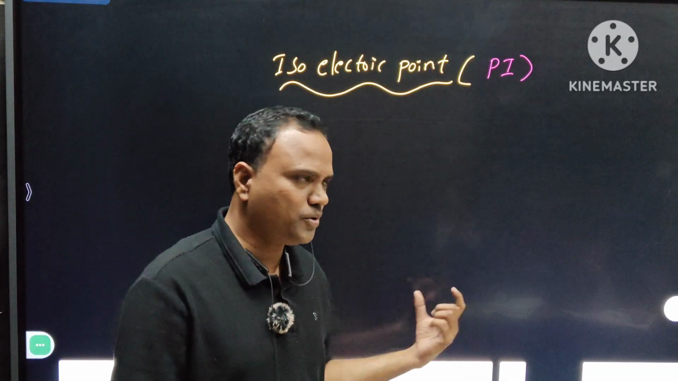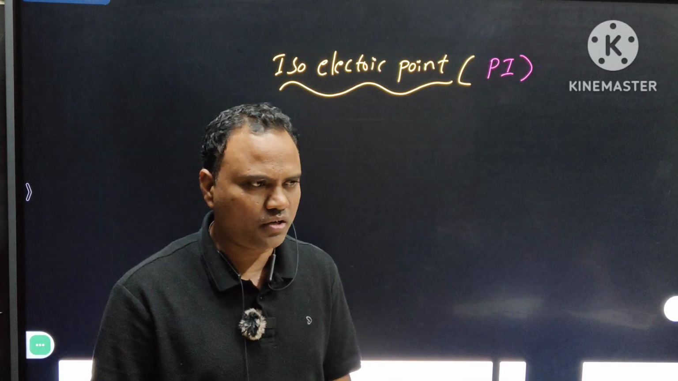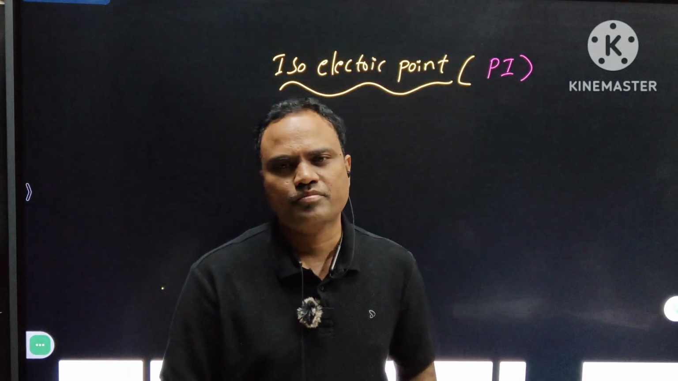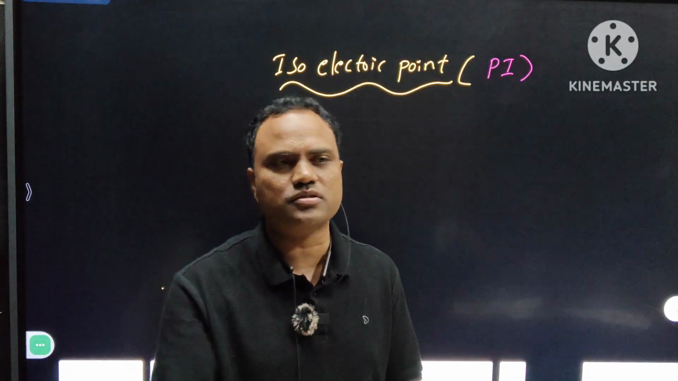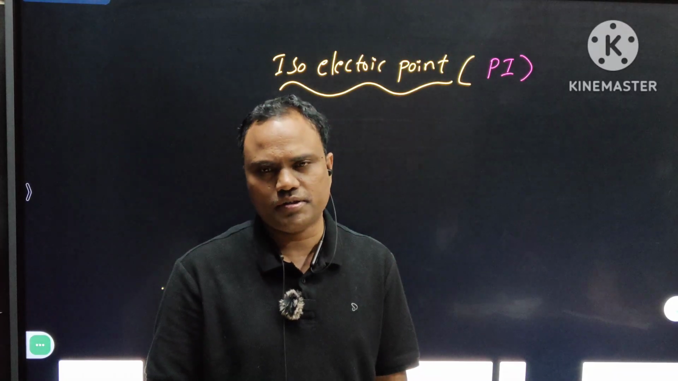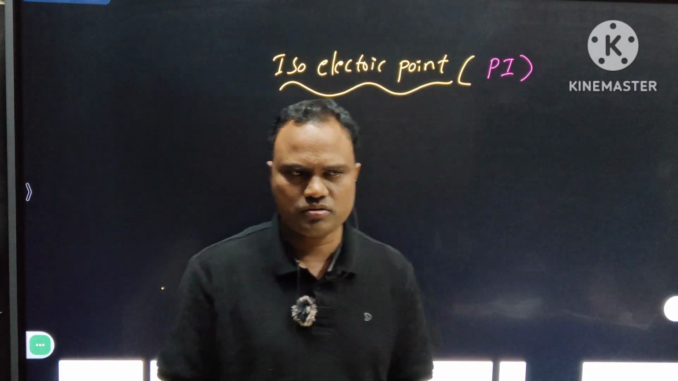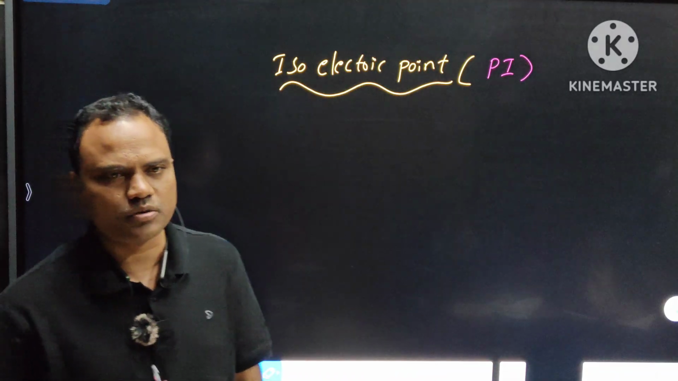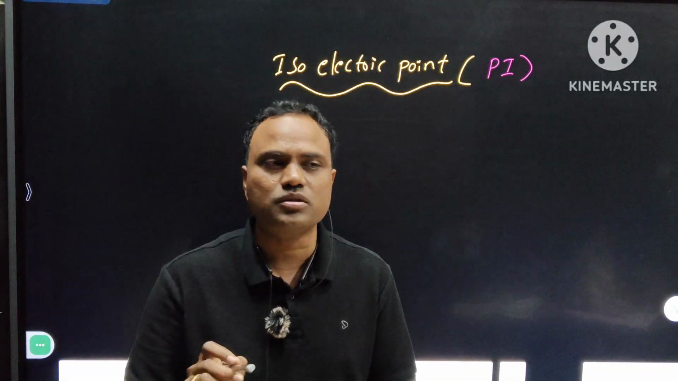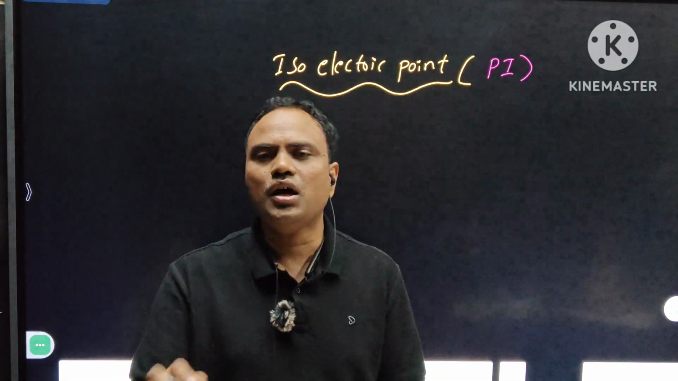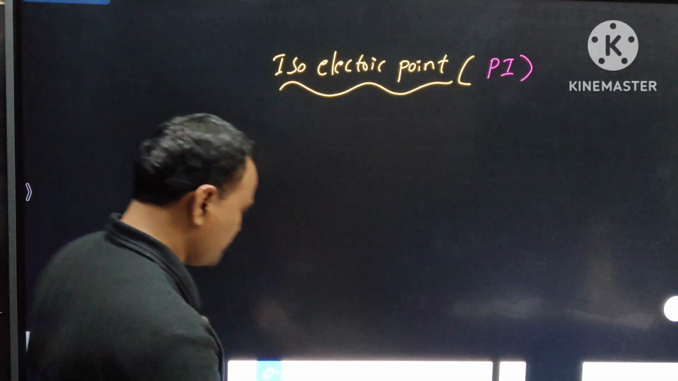Clear? Here positive and negative both are present in Zwitter ion, but at a particular pH, the Zwitter ion does not move towards cathode or anode. That point is called the isoelectric point. Clear? So how to define isoelectric point? At a particular pH, zwitterion does not move towards cathode or anode. Clear? Right.